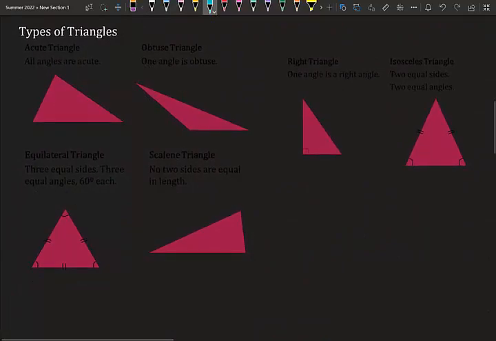Alright, types of triangles. We have acute triangles, which means all angles are acute. Obtuse means one angle is obtuse. A right triangle means one angle is 90 degrees. Isosceles is two equal sides, two equal angles. Equilateral means everything is equal, and each angle is 60 degrees. And then scalene is when nothing's equal. It's just an odd looking triangle. It's funky looking.